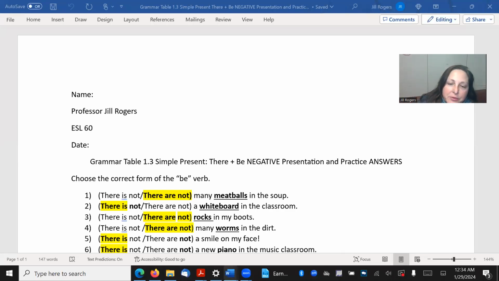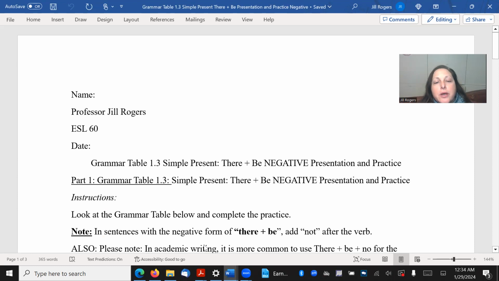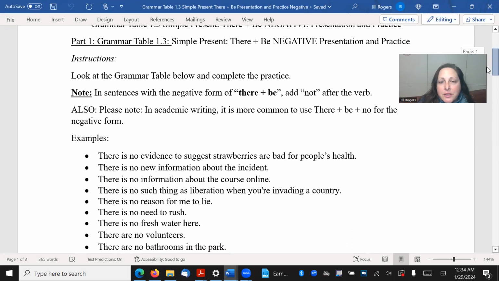Oops, I'm giving you the answers before I'm giving you the presentation. So we didn't click on that right. But welcome. This is actually on table 1.3, simple present there plus be plus negative. So this is pretty easy, especially since you've already learned what the negative is and how to do it. Let's just take a look at the grammar table, look at the examples, and there is one more thing to talk about. So first, let's just look at the form and then our extra information thing.